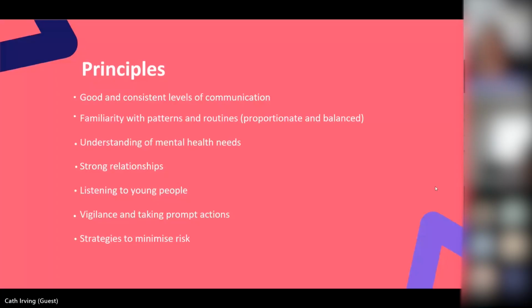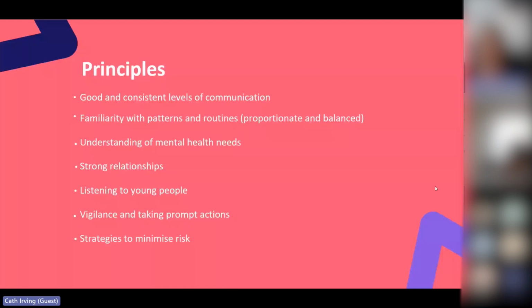So your principles around your policy: the guidance is really clear that staff need to maintain good and consistent levels of communication with young people, and where possible, be familiar with their patterns and routines, along with having a good understanding of young people's mental health needs as well. This, of course, is going to be proportionate and balanced against the level of care and supervision that's expected by providers. So it's really important that you're clear with young people from the outset what your expectations are in terms of them letting you know their whereabouts.